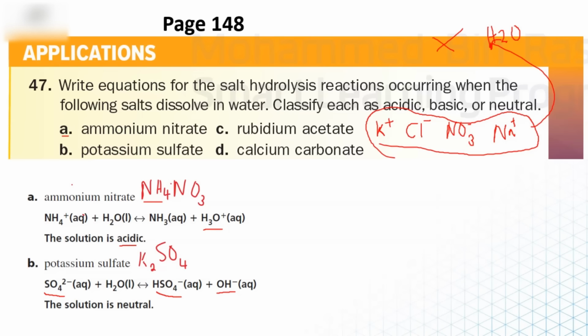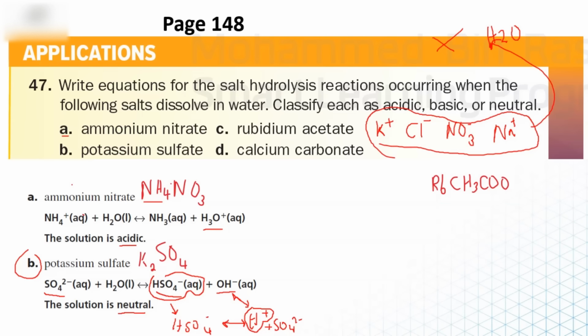And in the book, they classify this solution as neutral, probably because this HSO4 minus will dissolve further to give you H plus and SO4 minus 2. So basically that's why: you'll have H plus and OH minus, so the effect is going to be neutral, and that's why they said the solution is neutral. So you should remember this example.